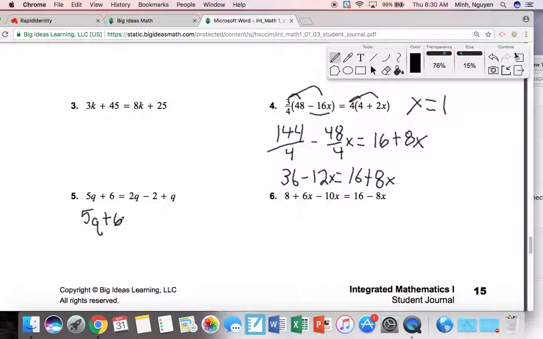We got 5q plus 6 equals 2q minus 2 plus q. Okay, we got to combine like terms. So we're going to combine this 2q with the plus q. We just take the sign in front of it. If there's no number there, it's a 1. So we have 2q plus 1q is 3q. We haven't done anything with the minus 2 yet.